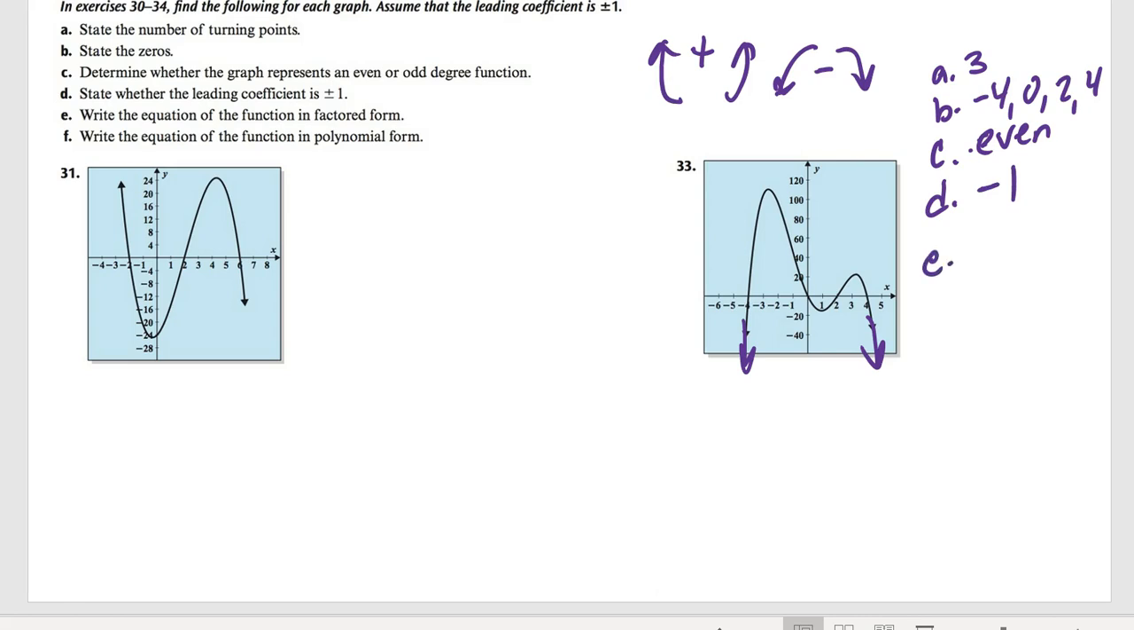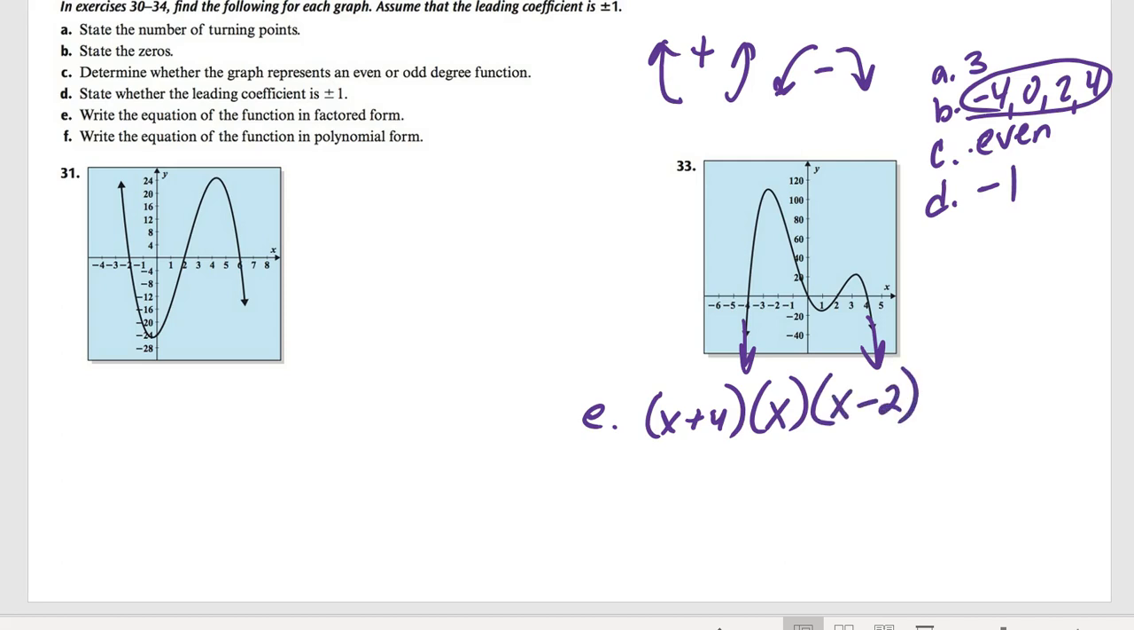E, write the equation of a function in factored form. We'll put this down here, it's a little longer. So we know what our roots are, our zeros. So if our 0 is negative 4, then our factor must be x plus 4. Because if you set that equal to 0, you get negative 4. Similarly, for x is equal to 0, I just put another x. And then for 2, I'll say x minus 2. And then for 4, I'll say x minus 4. And we said it had to be a minus because we said our leading coefficient would be a minus.